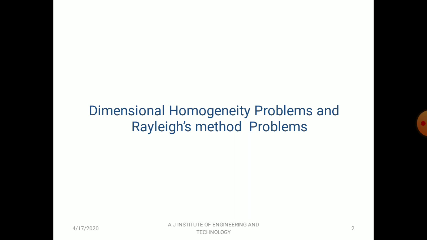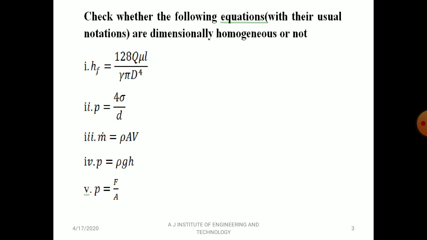So what is the Rayleigh method? There are two methods of solving a problem using dimensional analysis. The first method is the Rayleigh method and the second method is Buckingham's pi theorem. I already discussed the Rayleigh method. It has a drawback: it can be applied only to a problem which has a maximum of 3 to 4 independent variables. I also discussed the procedure of solving a problem using the Rayleigh method. So let us first go for solving the problem related to dimensional homogeneity.